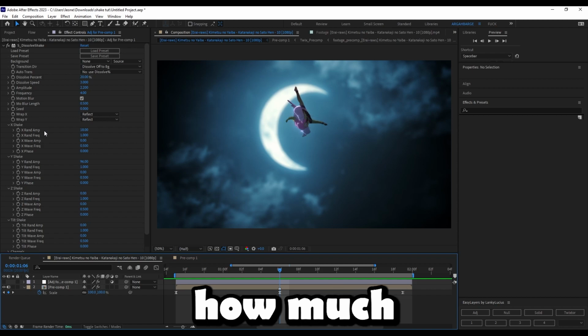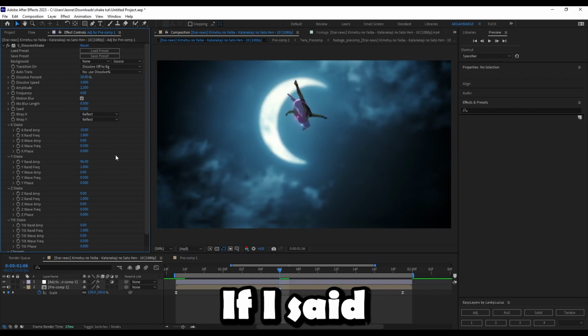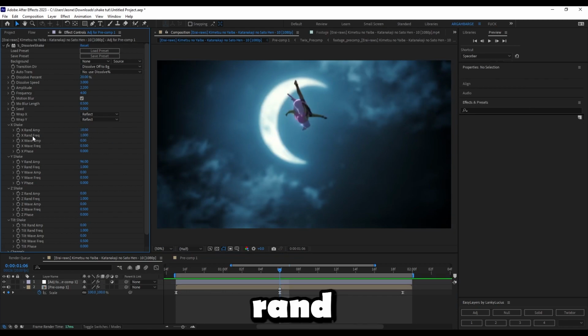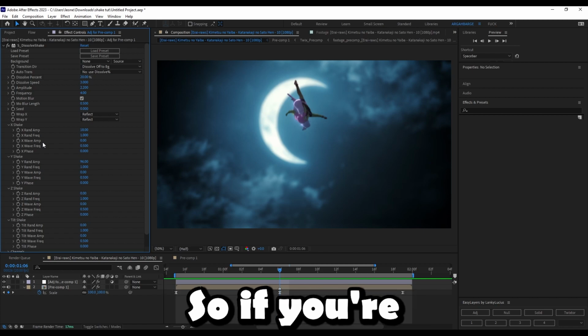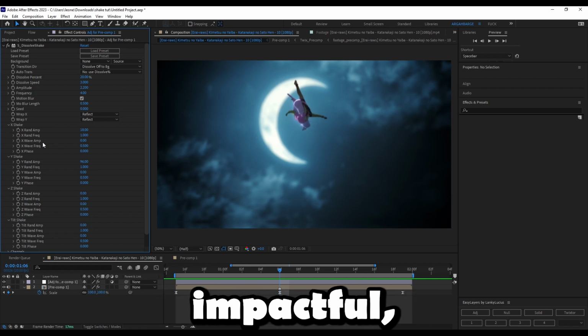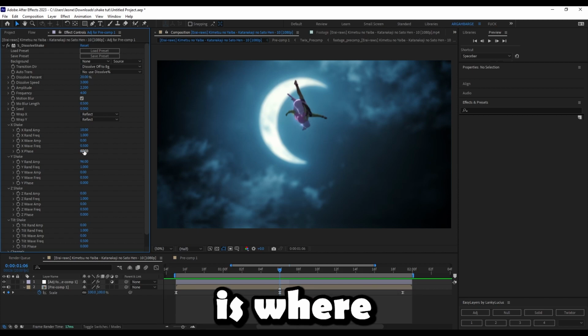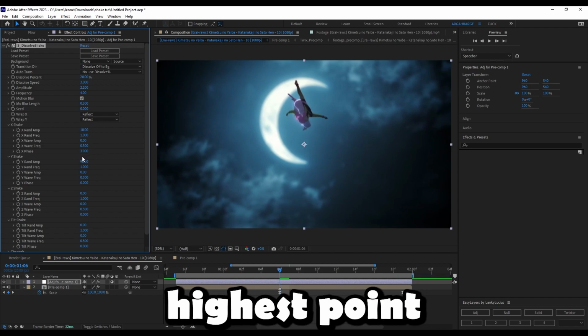So the rand amp is how much it's going to move. If I set this higher, it moves even more. If I set it lower, it moves less. If I want it to move faster, that's when you play with the rand frequency. That's how fast that specific movement will go. The wave amp is how hard that initial movement will start. So if you're looking for something more impactful, you play with this. The wave frequency, you don't need to know anything about that. And the phase is where the movement starts. So you usually play with that at the beginning of the shake, or the highest point in the shake.